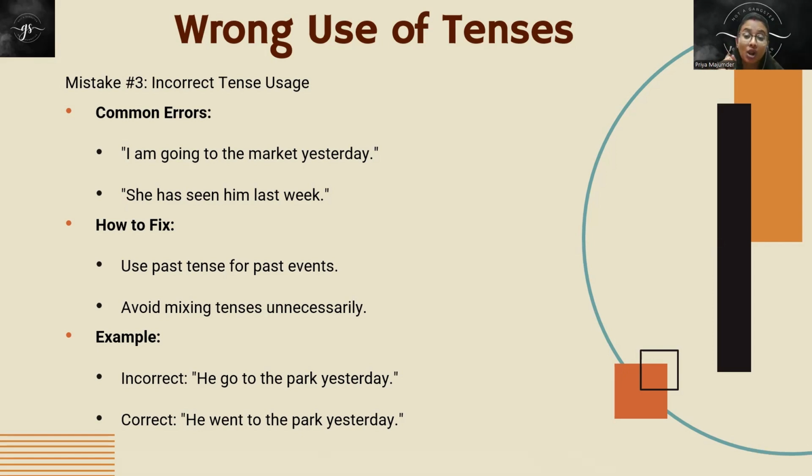We should always use the tense in which the action is happening. For example, if the action happened in the past, we will use the past tense. If it is happening now, present tense. If it will happen in the future, then future tense. For example, "He go to the park yesterday." No, it should be "He went to the park yesterday."